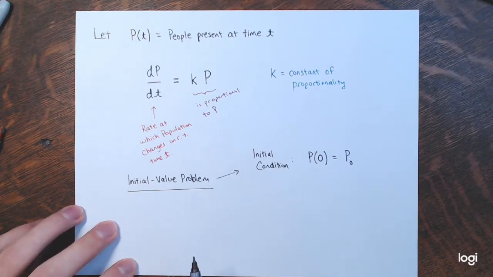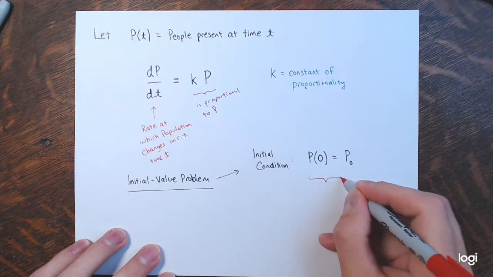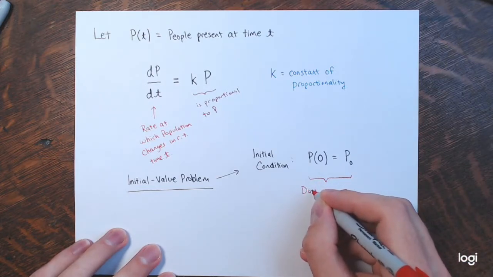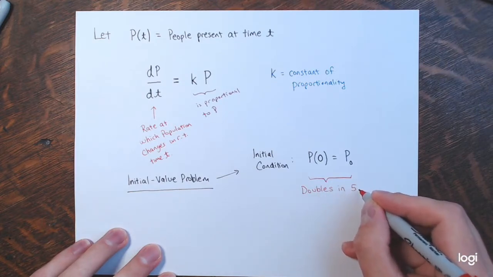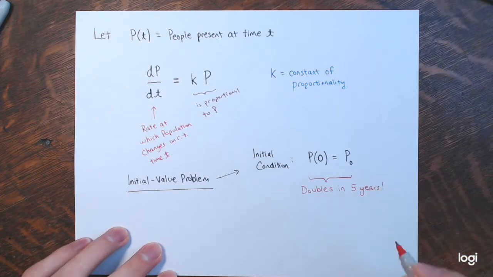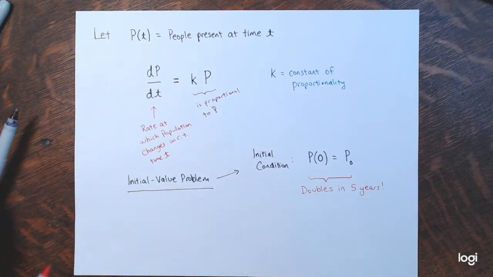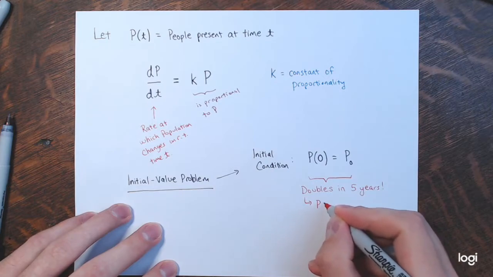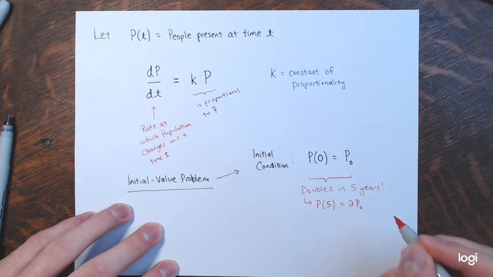Now the information given to us: if this initial population has doubled in 5 years, how long will it take to triple? I'm going to mention that here, the information given. This doubles in 5 years. Let's just assume here that t is in years. And what does this mean? To say that it doubles in 5 years means that p of 5 would be 2 times p sub 0, double p sub 0.